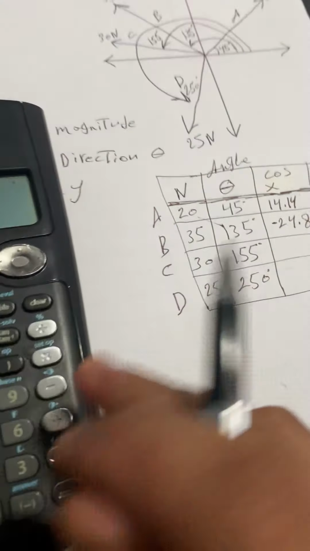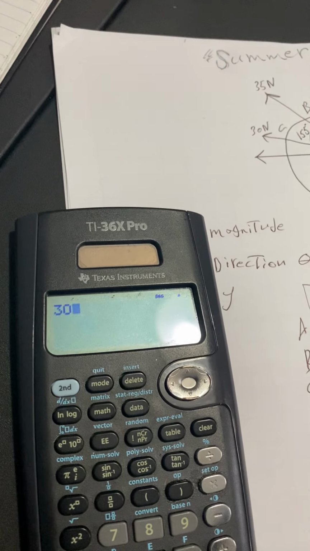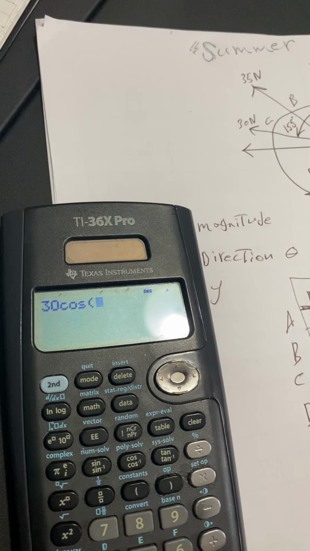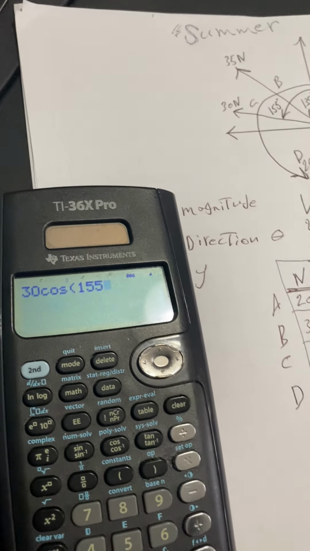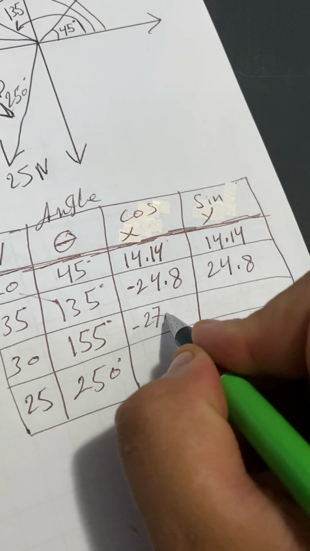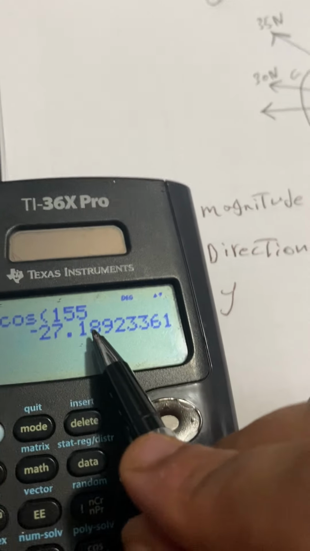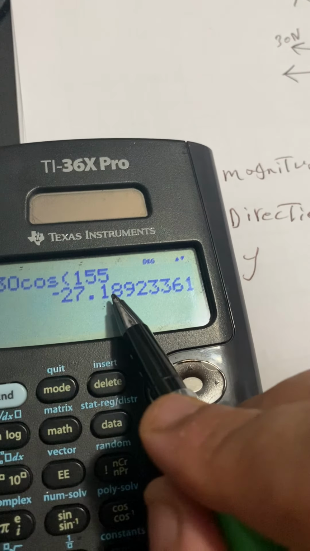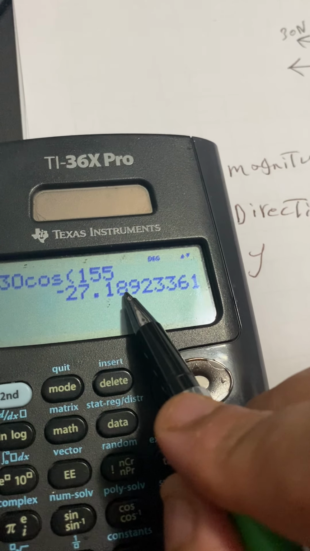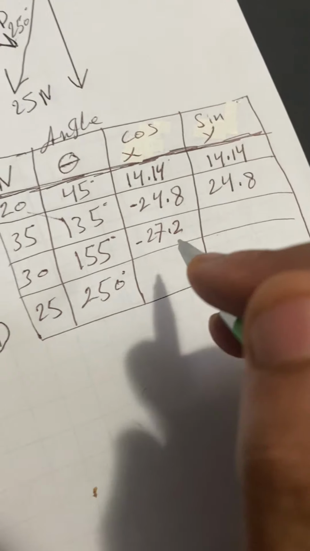In the other one we have 30. We're going to put 30 cosine 155, which gives me negative again, 27.2. The reason I put 0.2 here is that you can round it up. This is a 1 and this is an 8, so if it's more than 5, we put 2. So 0.2. That's why I put it here, negative 27.2.